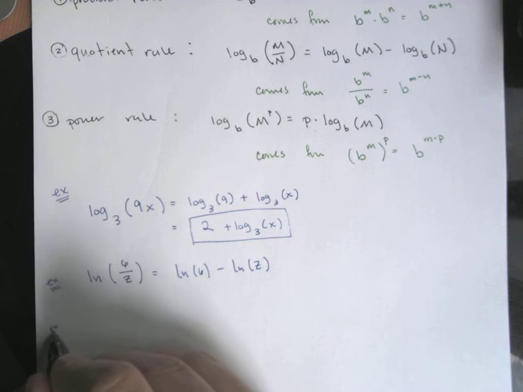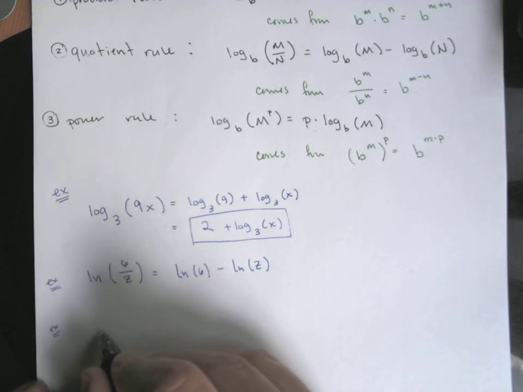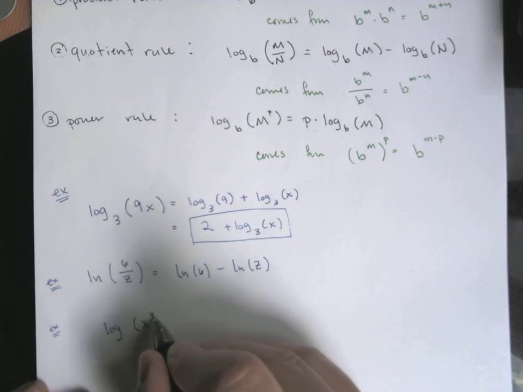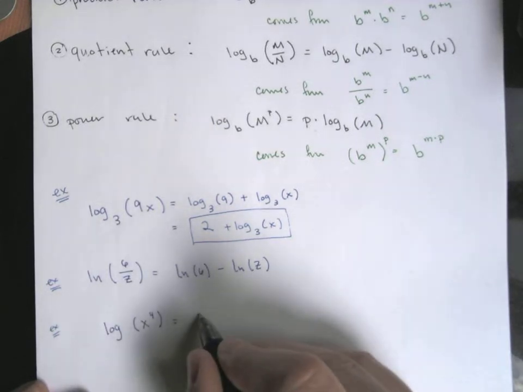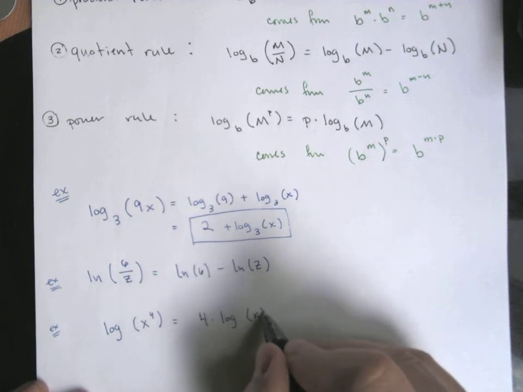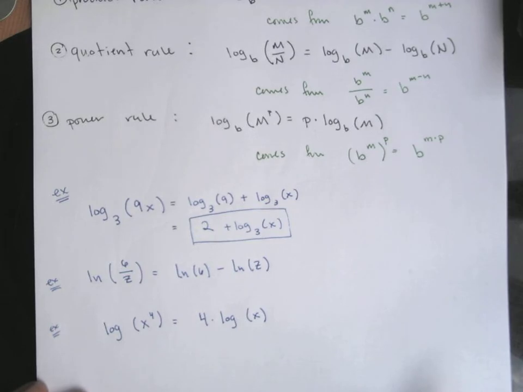Our power rule, right? If I had, let's do a regular log, of x to the 4 or something, right? So this is log base 10. The idea is that this is just going to be the same thing as 4 times the log of x. So using these rules one at a time is relatively straightforward.